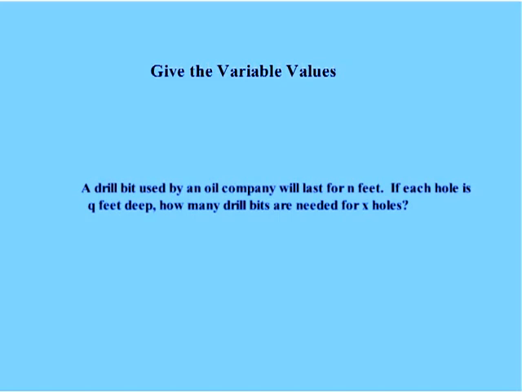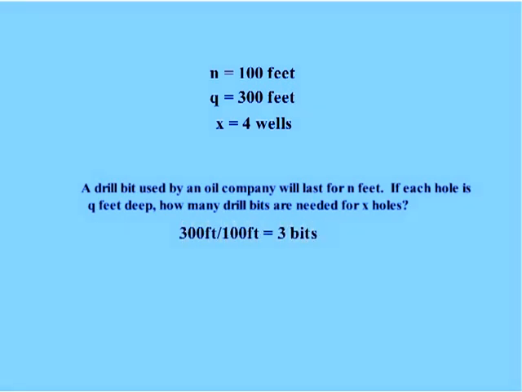Let's say that N, the number of feet a drill bit will last, is 100 feet. And let's say that each of these wells is Q, or 300 feet deep. And we want to do 4 wells. Well, you just divide 300 feet by 100 feet to find out how many bits you're going to need, wouldn't you? And so you need 3 bits per hole. If I'm going to do 4 wells, that's 3 times 4.